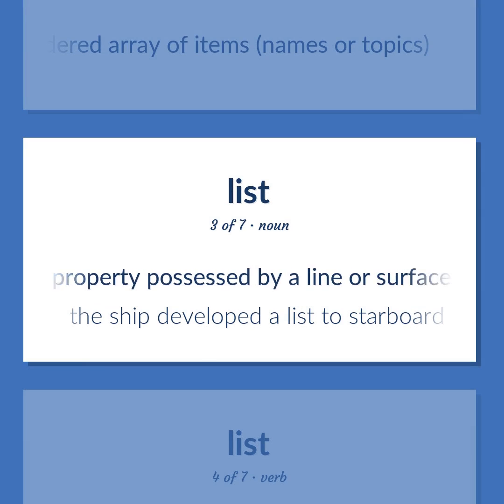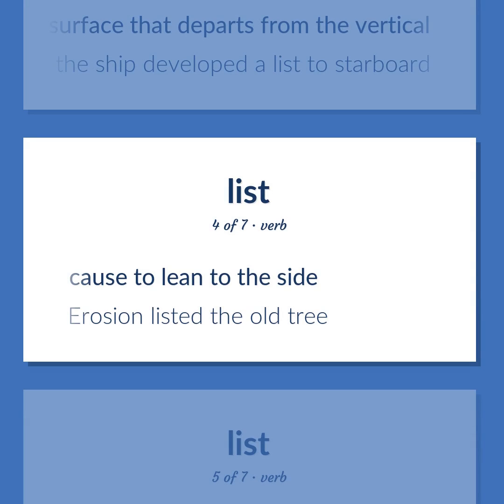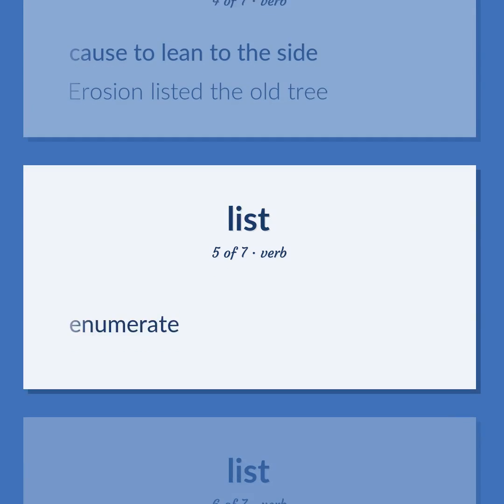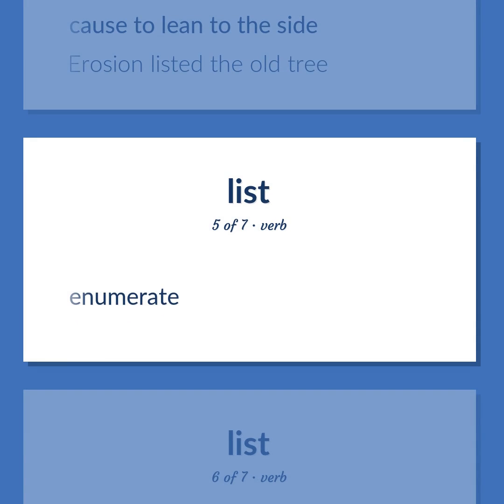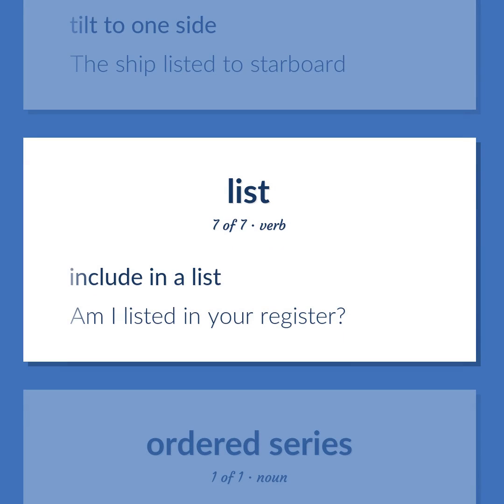The property possessed by a line or surface that departs from the vertical. The ship developed a list to starboard. Cause to lean to the side. Erosion listed the old tree. Enumerate. Tilt to one side. The ship listed to starboard. Include in a list. Am I listed in your register?